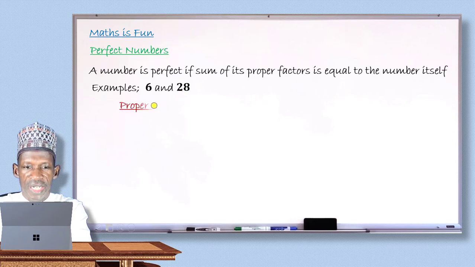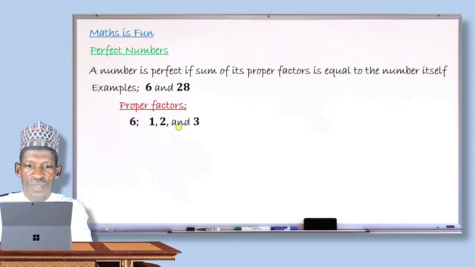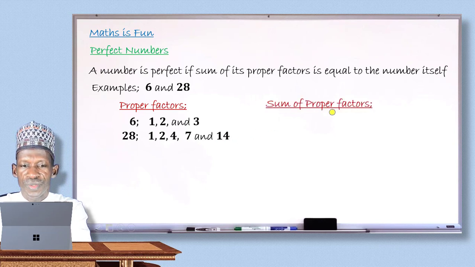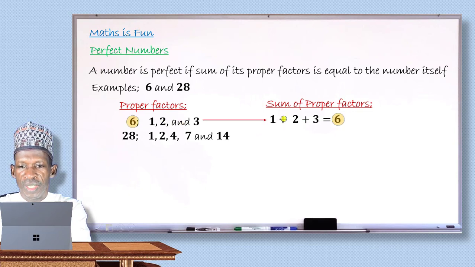If I find the proper factors of 6, that is 1, 2, and 3. These are the proper factors of the number 6. Let me take the second number. 28 is another example of a perfect number, and its proper factors are 1, 2, 4, 7, and 14. Let me go ahead and find the sum of those proper factors. Starting with the proper factors of 6, that is 1, 2, and 3, the addition gives you 6. And you can see 6 and the original number 6 are equal.